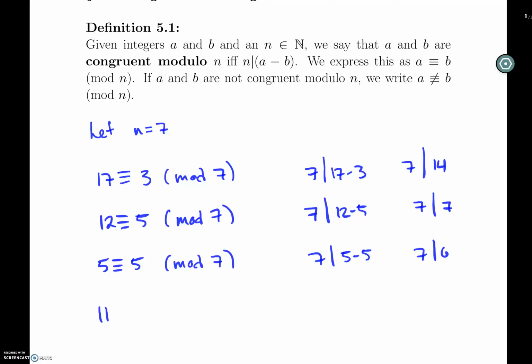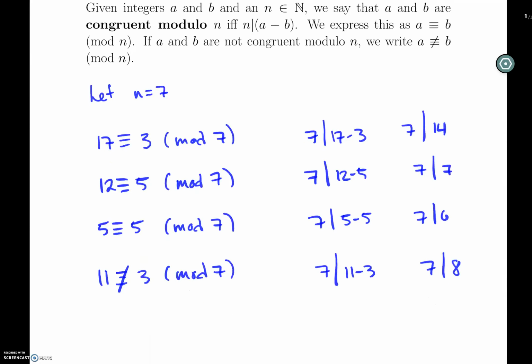Now, what if we consider 11 congruent to 3 mod 7? Well, 7 would have to divide 11 minus 3, or equivalently 7 would have to divide 8. That's not possible, so 11 is not congruent to 3 mod 7.